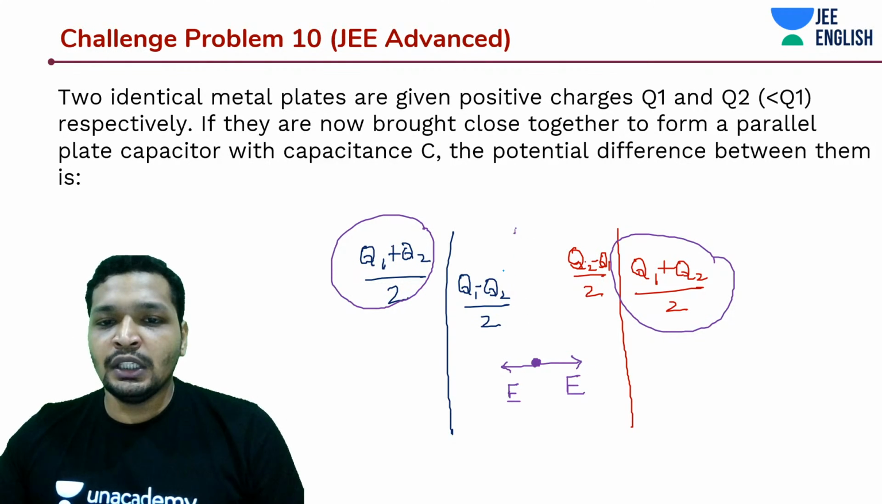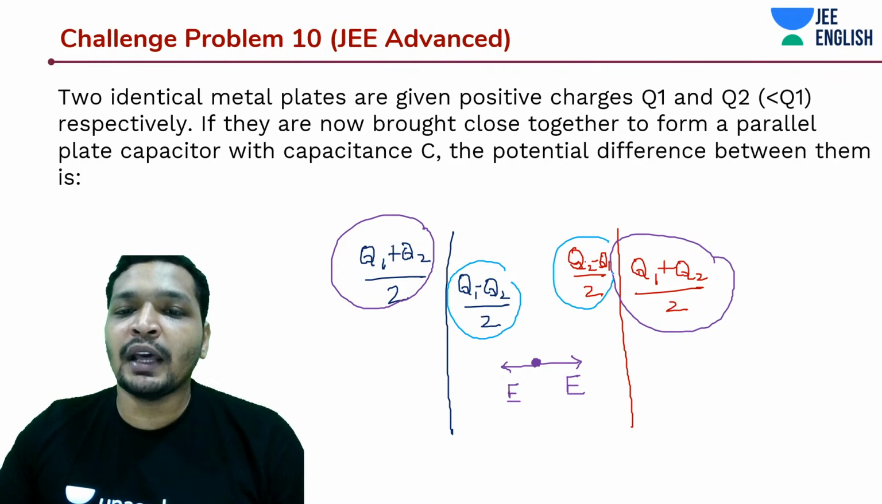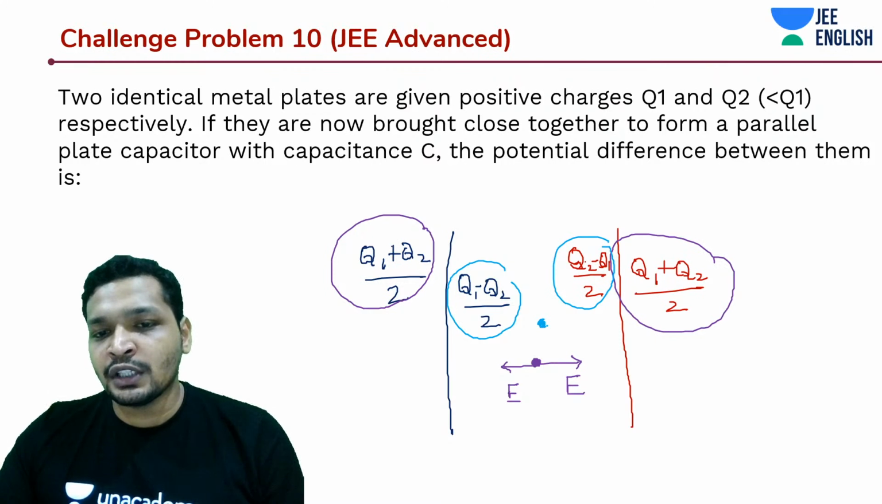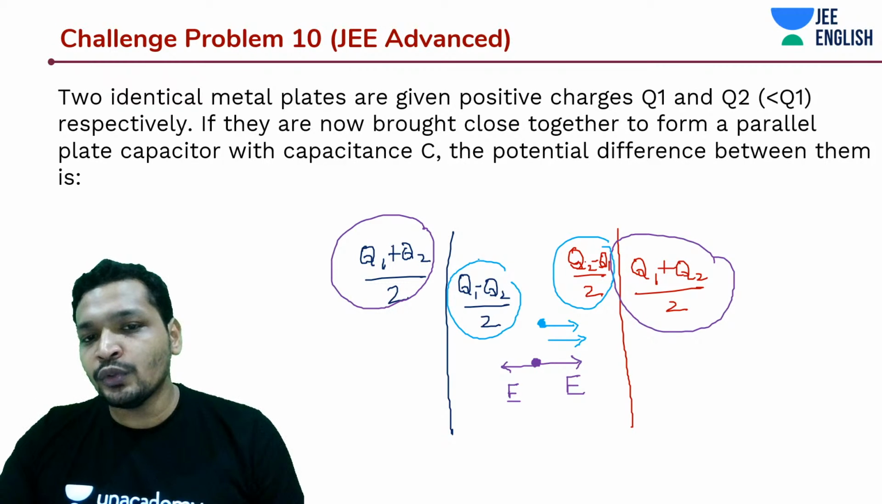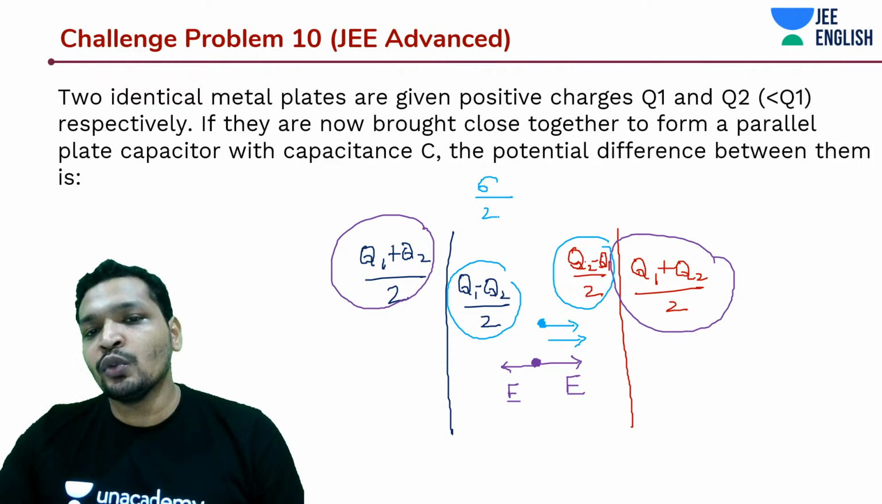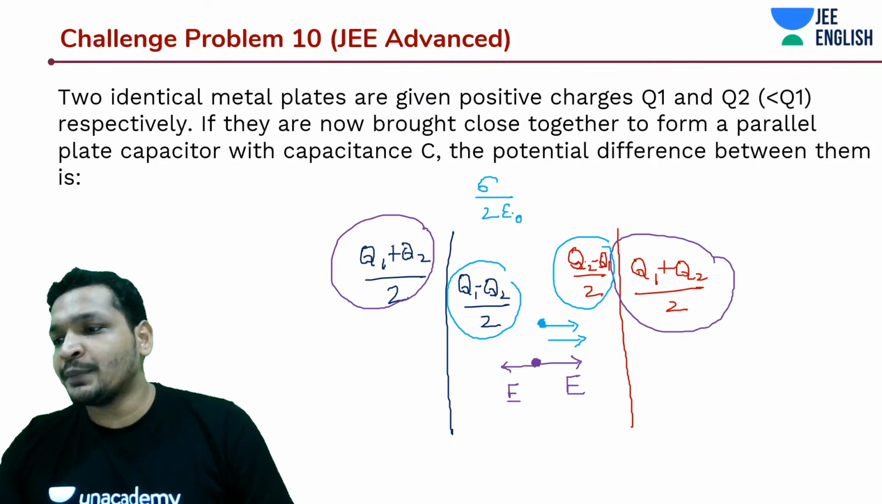And how about these two? These two will actually push it in the same direction. If Q1 is greater than Q2, let's assume there is a positive charge over here. This will and this will push in the same direction. And what is the electric field due to a plate? Sigma by 2 epsilon. If it is air, it's sigma by 2 epsilon naught.